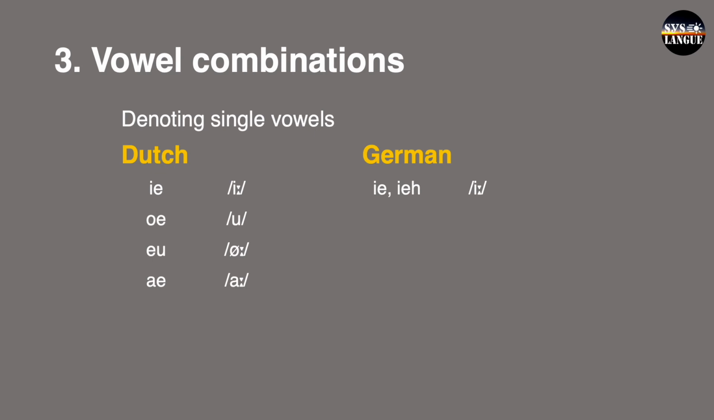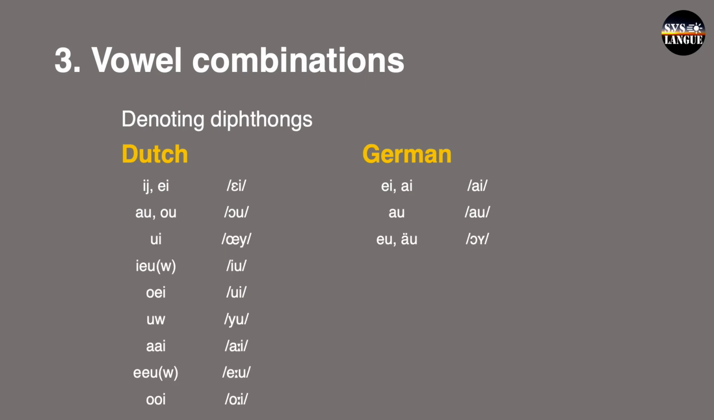In the third part, I will list some vowel combinations in both languages. Some combinations can denote single vowels, such as the Dutch oe, eu, and ae only in historical spelling, and the German combinations for ie. And some combinations denote diphthongs, because there are quite a few diphthongs in Germanic languages, such as the Dutch ei, and the letter combination ij is very unique for Dutch, others like ou, au, ui, eu, oi. And German has 3 diphthongs, ei, au, and eu.